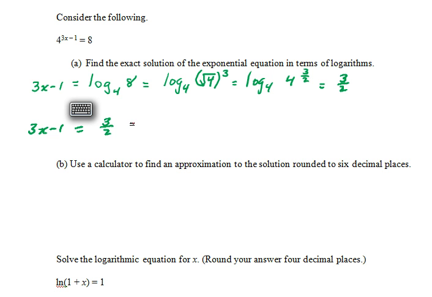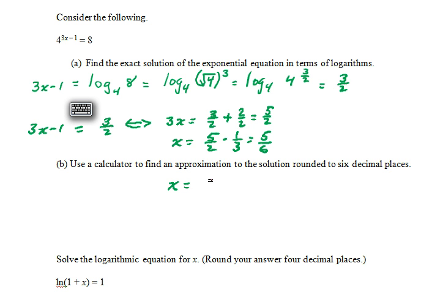which gives us that 3x equals 3 halves plus 1, which is 2 halves, or 5 halves, or x equals 5 halves times 1/3, which is 5/6. So this time, without using a calculator, 5/6 is 0.83333.